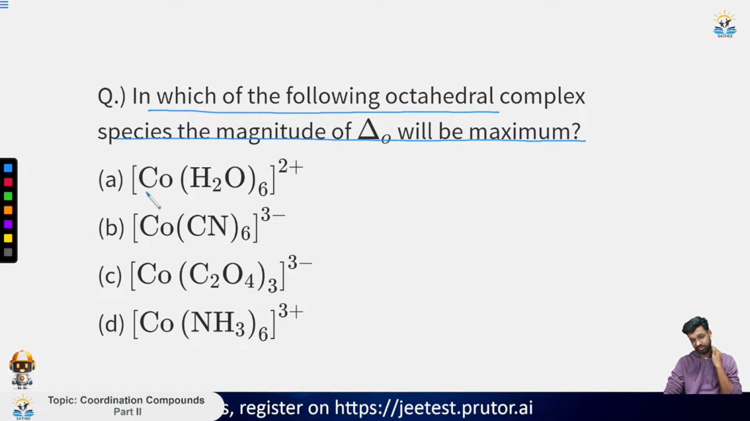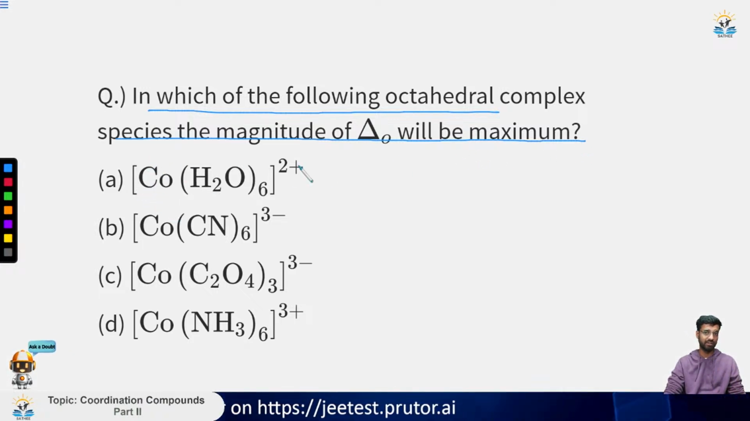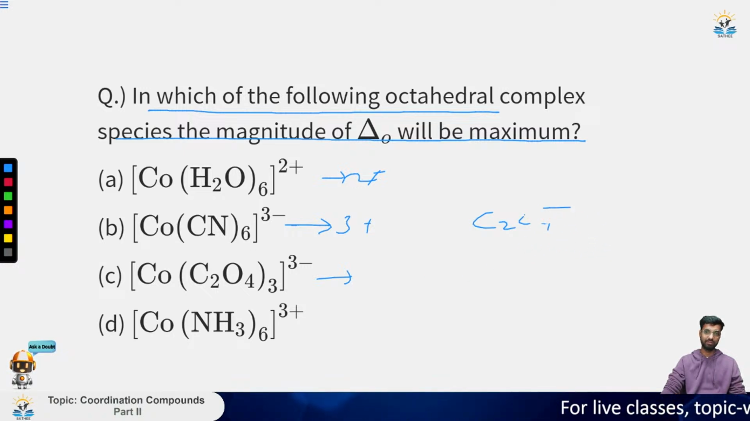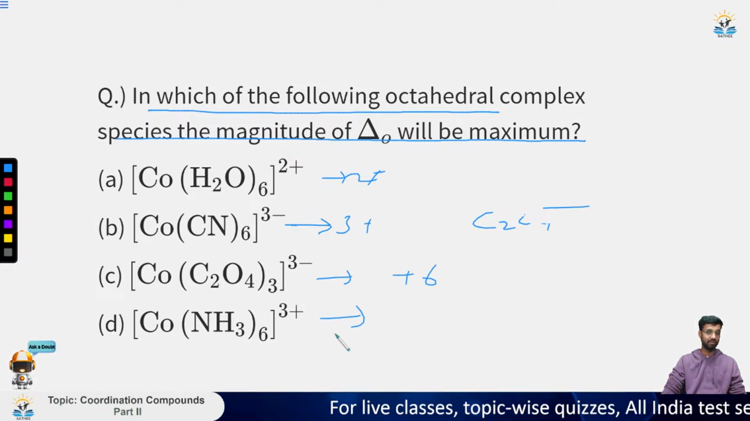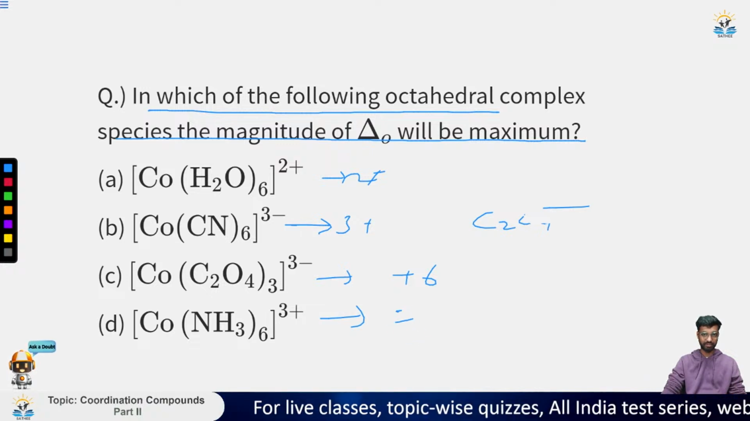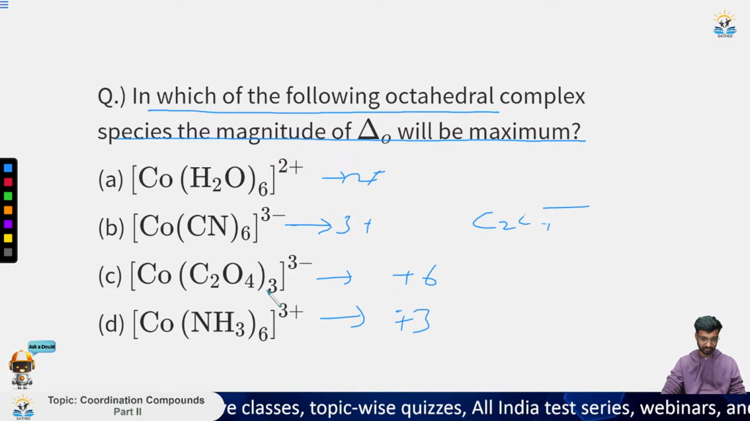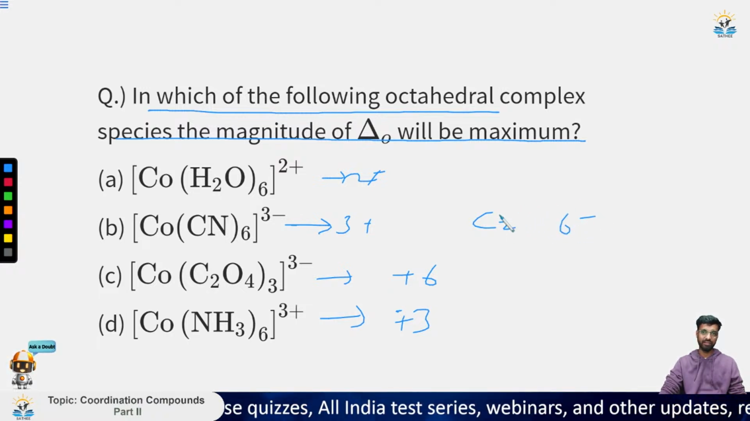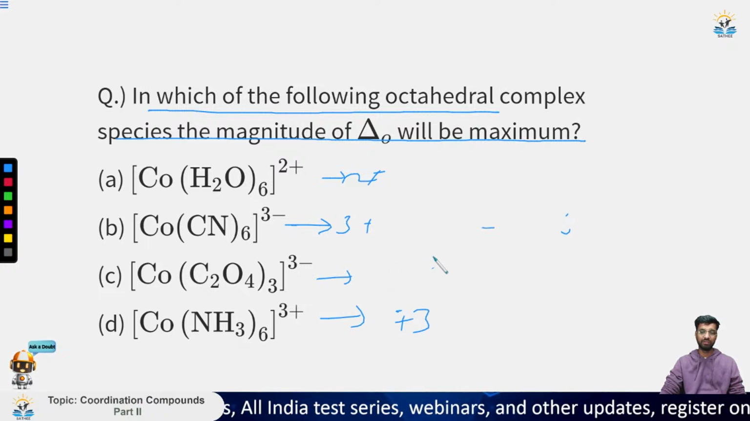Now we have to see which of these complexes has the maximum magnitude of delta naught. If you look at this question, first you will see which has what oxidation state. So this one has a +2 oxidation state. This one has a 3+ oxidation state. Now this one has C2O4 2-, so that will be 6-, and it will be +3. So this is also a +3 oxidation state.